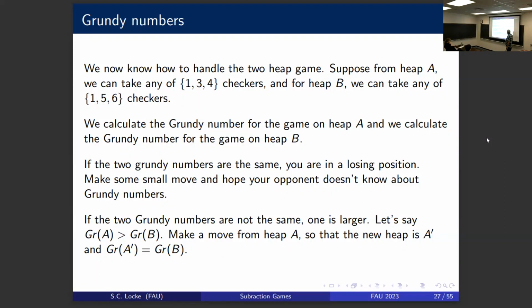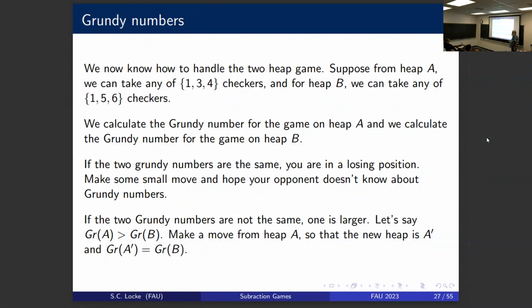What you do is find a new heap that you get from A by taking away an allowed amount of checkers, so that the Grundy number for that new heap is the same as the Grundy number for B, right? Remember, because the Grundy number for A is bigger than B, from A I can get to games with Grundy number for A minus a 1, the Grundy number for A minus a 2, the Grundy number for A minus a 3, all the way down to the Grundy number being 0. So I can definitely get to the Grundy number for B, whatever that is. And that's the move I'm going to make.